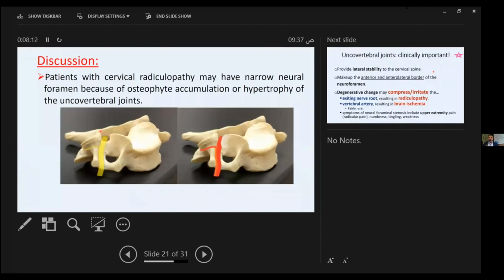In the discussion of the paper, a patient with cervical radiculopathy may have neural foramen narrowing because of osteophyte accumulation or hypertrophy of the uncovertebral joint. If you see the two photos, in the first one the nerve is relaxed and the foramen is okay. In the other one it becomes narrow because of hypertrophy of the joint or osteophyte, and it irritates the exiting nerve root.